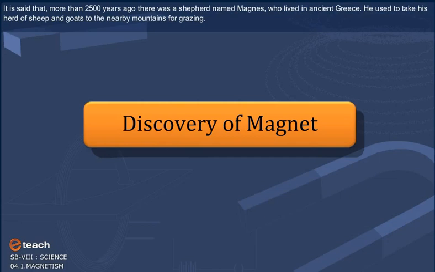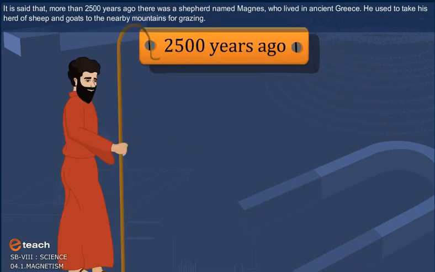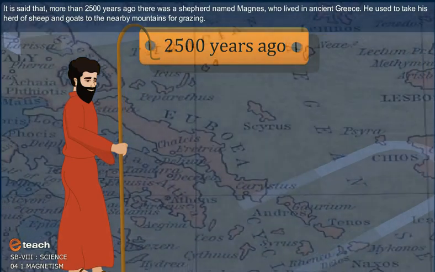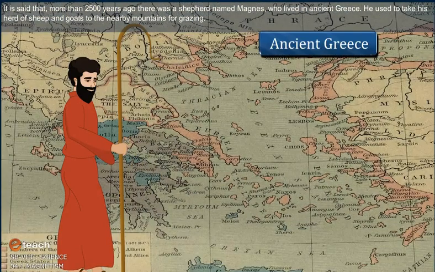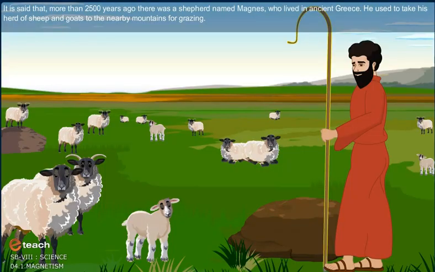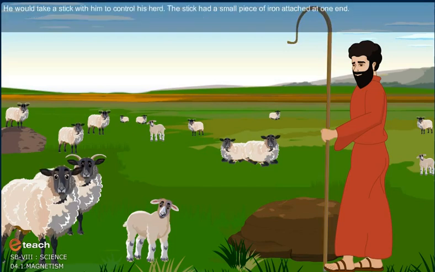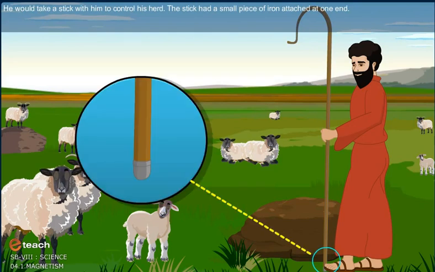It is said that more than 2500 years ago, there was a shepherd named Magnus who lived in ancient Greece. He used to take his herd of sheep and goats to the nearby mountains for grazing. He would take a stick with him to control his herd. The stick had a small piece of iron attached at one end.